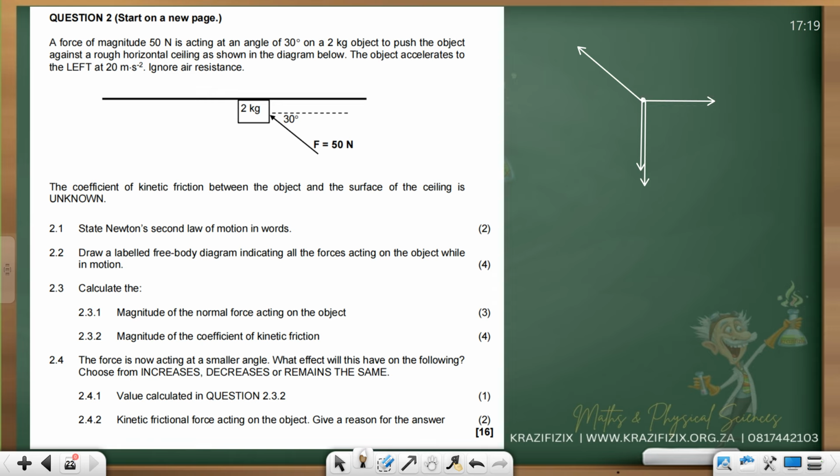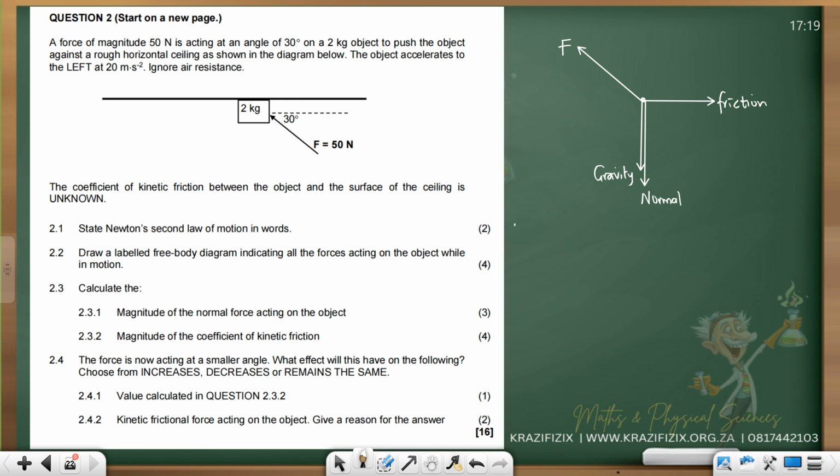So we have what? Applied force. We have what? What did we say? Normal. Please, for your exam tomorrow, write it in full, please. Friction. What else? Force of gravity. Is this what we have?